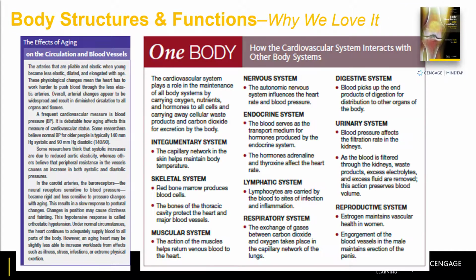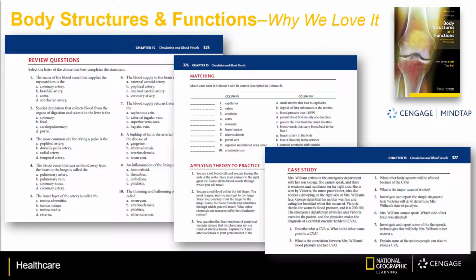The One Body feature outlines how each body system interacts with other body systems so that the students can make connections between chapters. Effects of aging in each chapter take note of how we can expect body systems to change over our human lifespan. At the end of each chapter, students will find review questions to help them measure whether they've mastered the materials. Matching and applying theory to practice also enables students to put the content into practice.